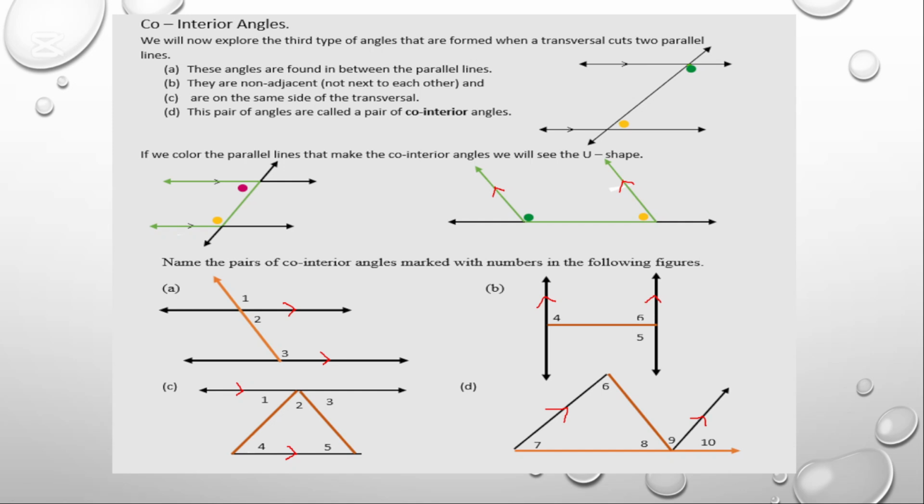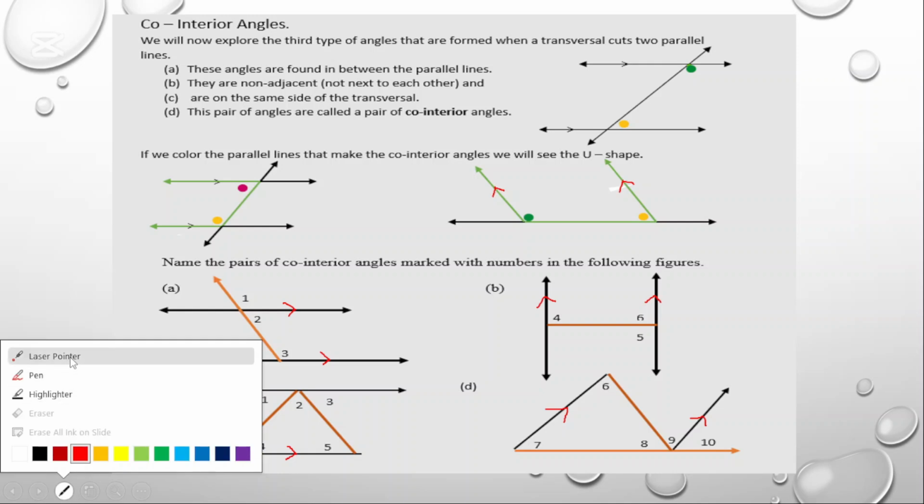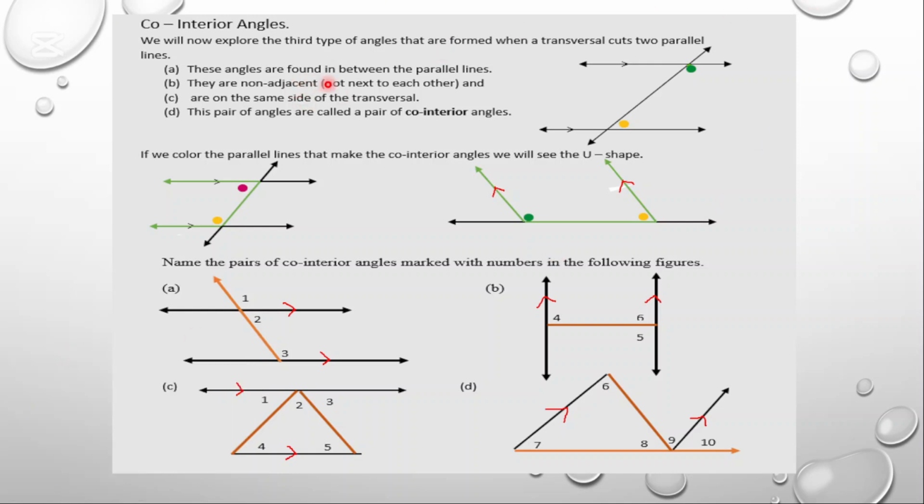Co-interior angles, so that will be the last one. We will now explore the third type of angles that are formed when a transversal cuts parallel lines. I'll just get my pointer. Right. These angles are found in between the parallel lines. So we have our two parallel lines there. That is our transversal. And both of them will be on the same side, and they will be on the inside, the interior part of our figure over here. So they're in between the parallel lines.